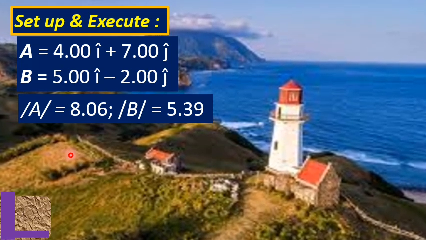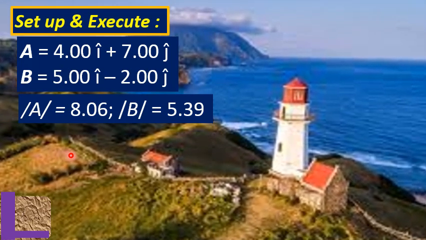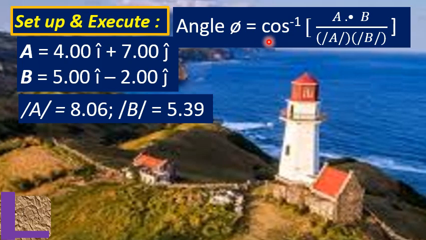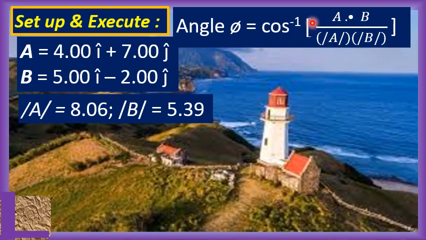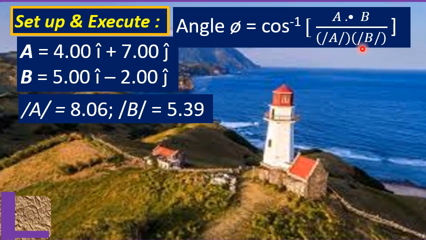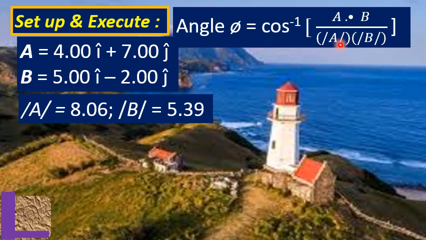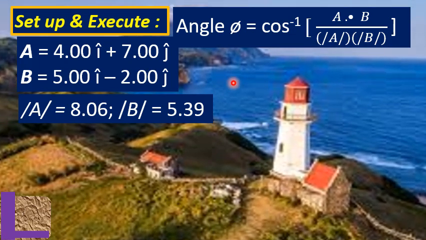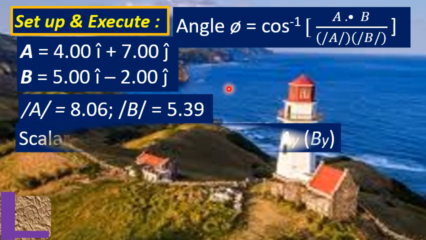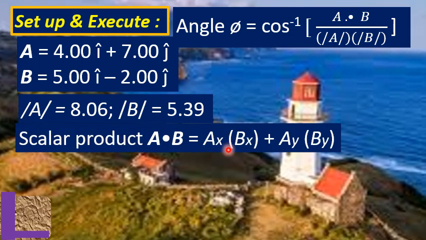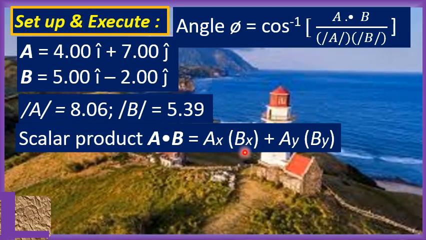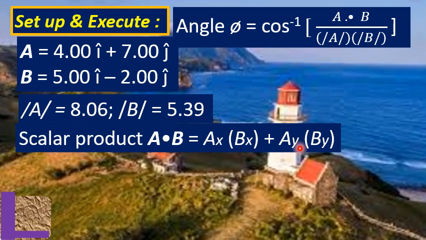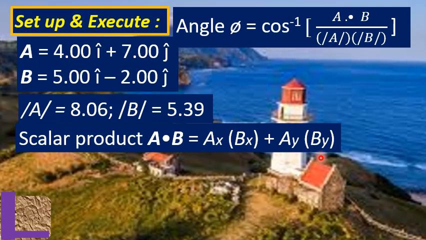Next in our computations is to find the angle phi, using the formula: angle phi equals the inverse of the cosine of the quantity A dot B divided by the product of the magnitudes of vectors A and B. But we first compute the scalar product A dot B. That is equal to the x component of vector A times the x component of vector B plus the y component of vector A multiplied to the y component of vector B.